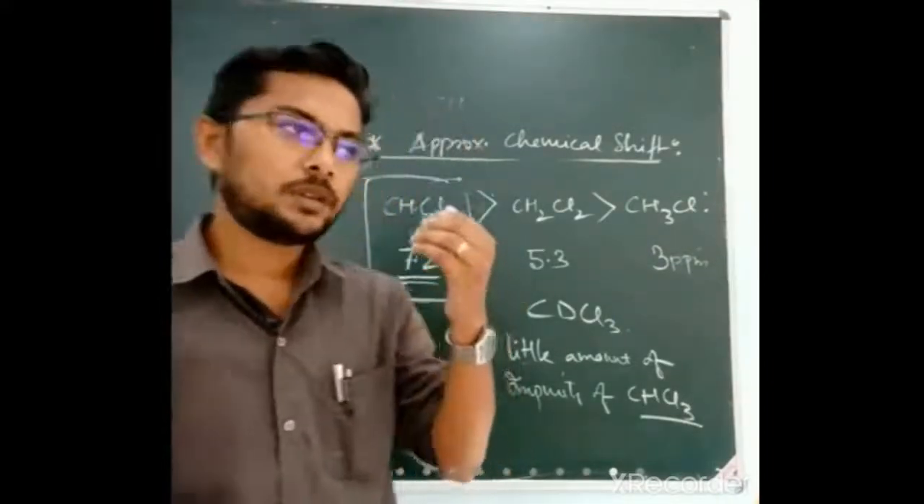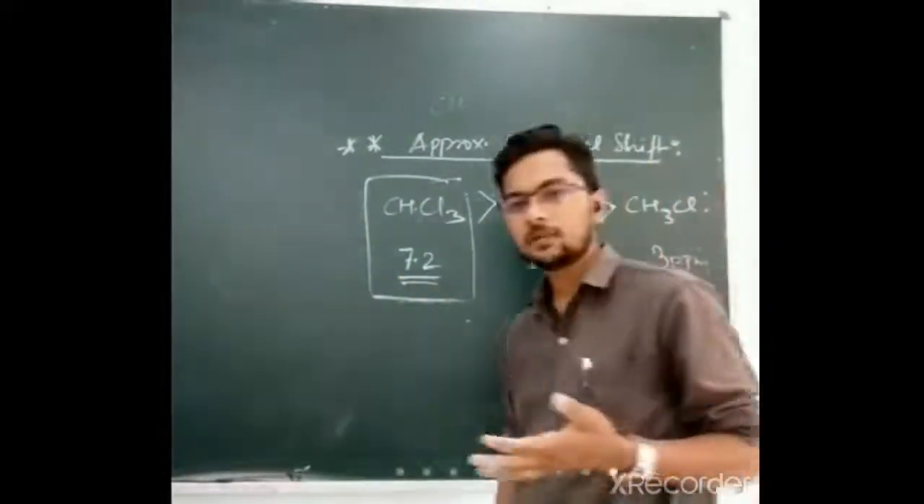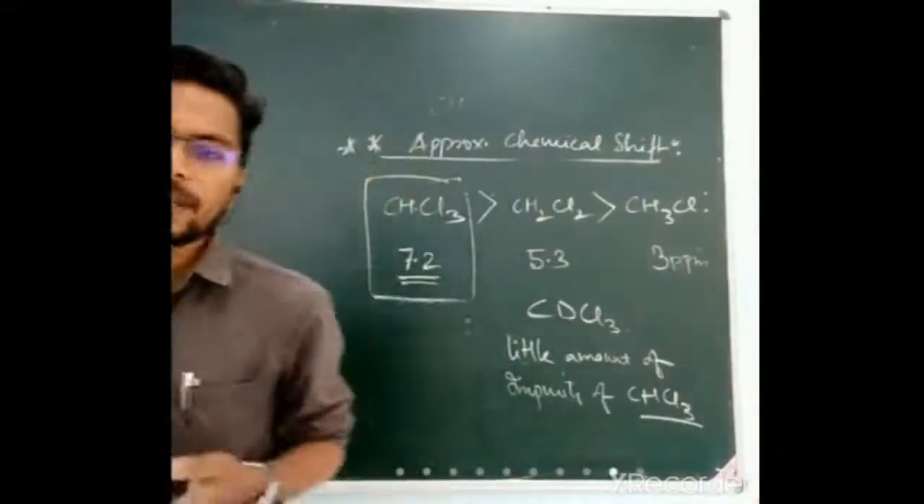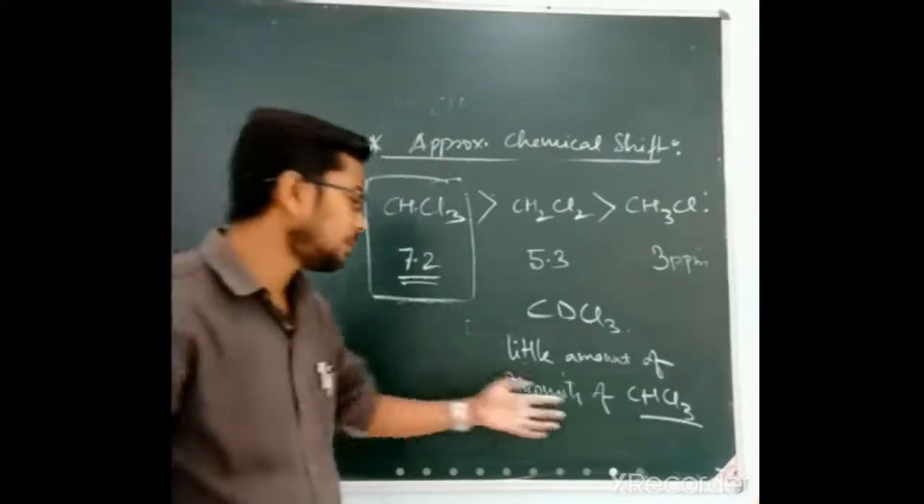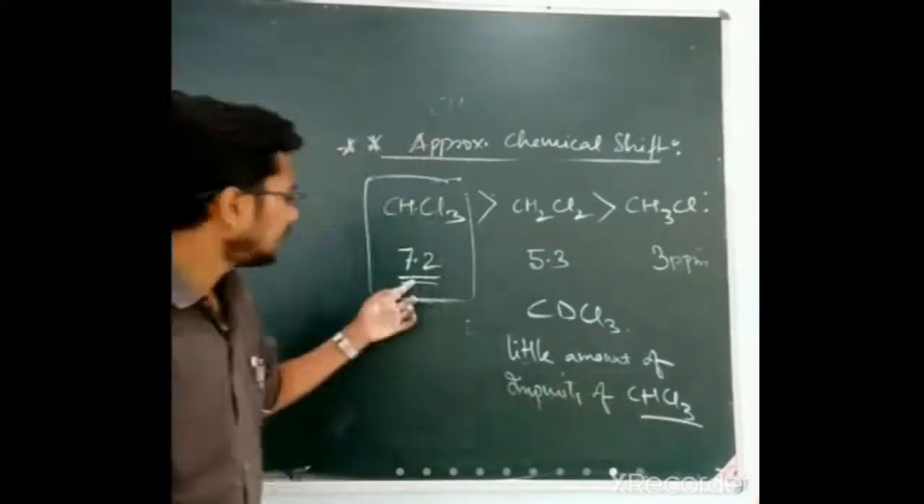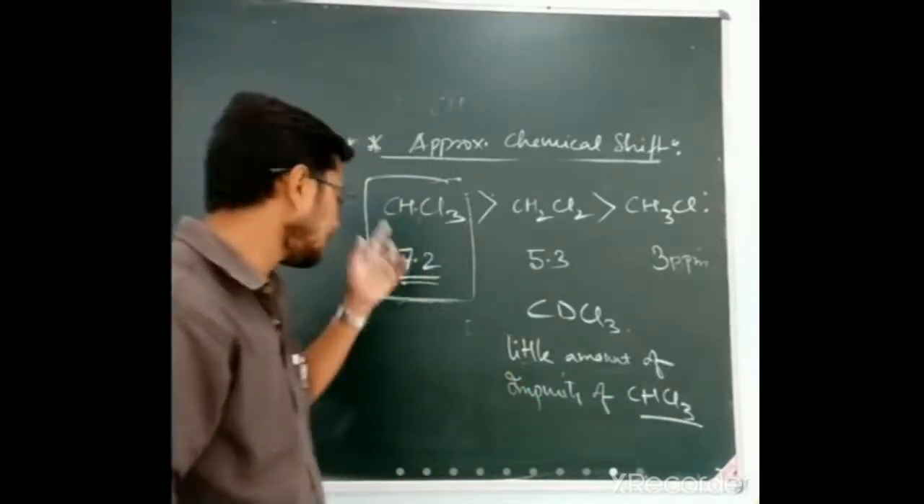So later on when you go for some interviews or anywhere, people may ask you where the CDCl3 peak is coming from. That is actually not CDCl3's peak, that is the peak of chloroform, which appears at, oh sorry, it's not 6.2, 7.2.